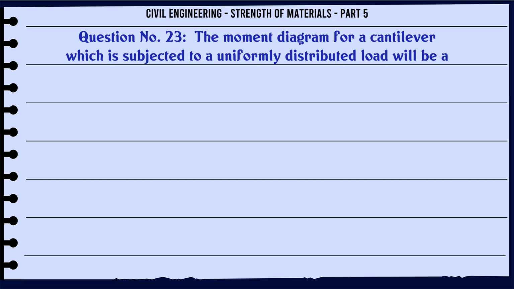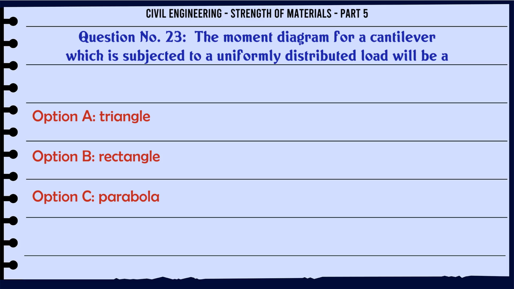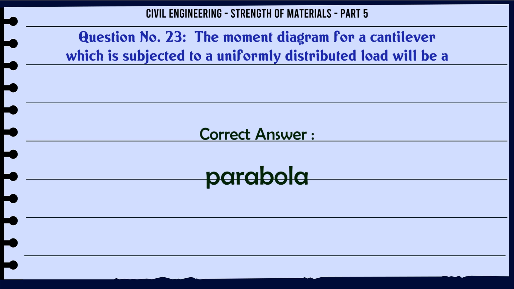The moment diagram for a cantilever which is subjected to a uniformly distributed load will be A. Triangle, B. Rectangle, C. Parabola, D. Cubic parabola. The correct answer is parabola.